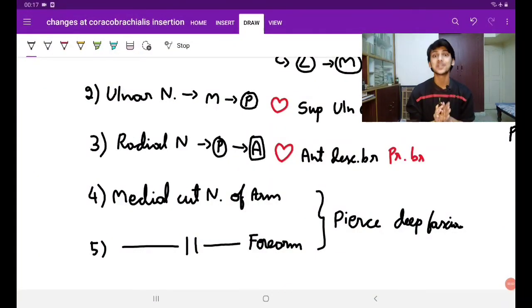Now we have the radial nerve. Radial nerve is a branch of posterior cord of brachial plexus. Isn't it, guys, we studied that now. Now, what is the beauty of the radial nerve? Radial nerve is found in the spiral groove, isn't it? Spiral groove along with the profunda brachii artery. It is in the posterior aspect.